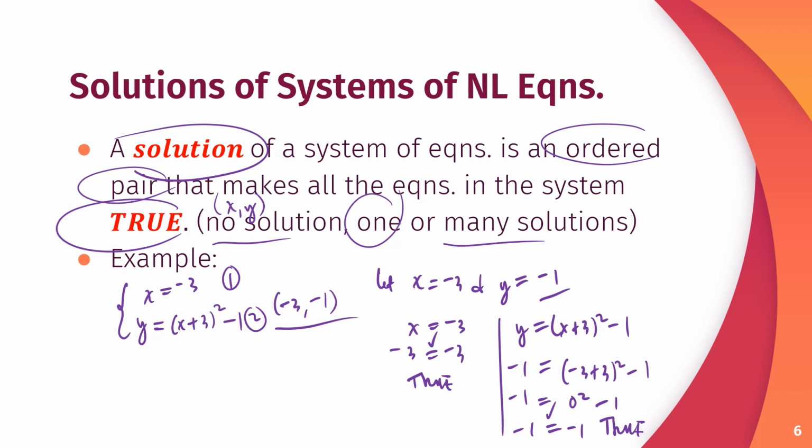we can say that since negative 3 and negative 1 is a solution to both equations, it is a solution to the system of nonlinear equations. So therefore, we can say that the ordered pair negative 3, negative 1 is a solution to the system of nonlinear equations given above.